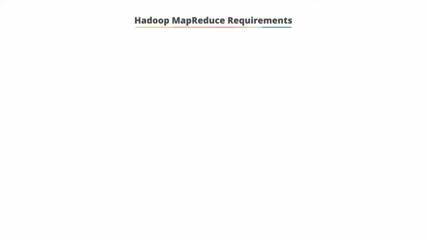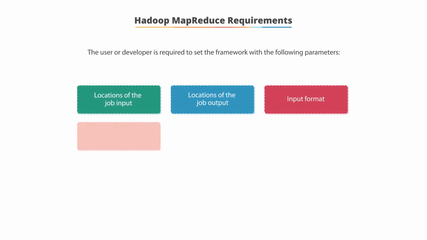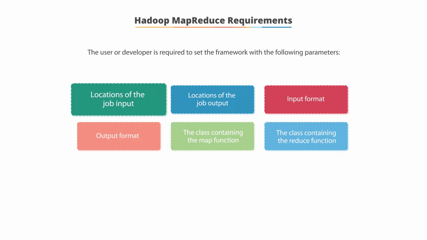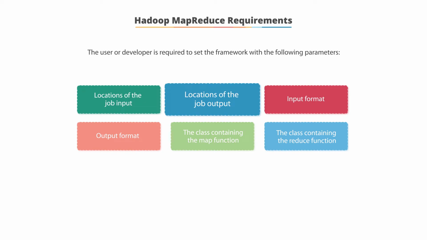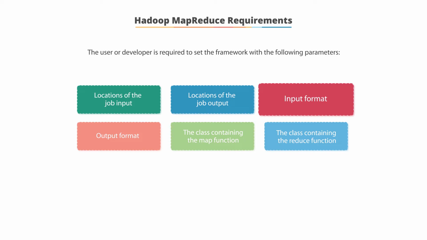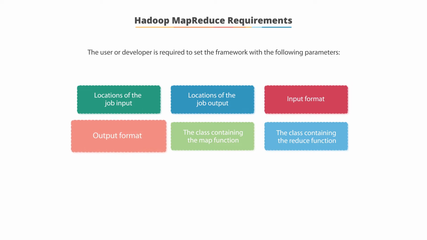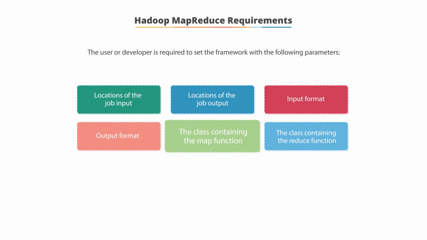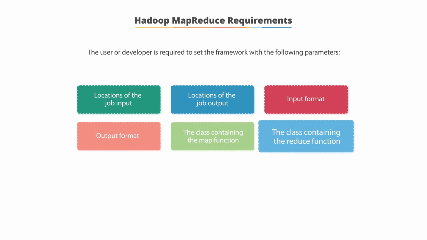The Hadoop MapReduce requirements. The user or developer is required to set up the framework with the following parameters: the locations of the job input in the distributed file system, the location of the job output in the distributed file system, the input format to use, the output format to use. Define a class containing the map function, and then a separate class containing the reduce function, which is optional.